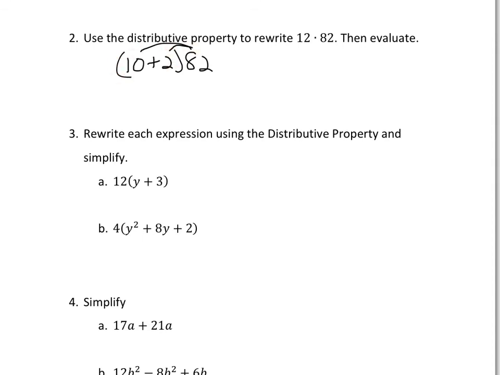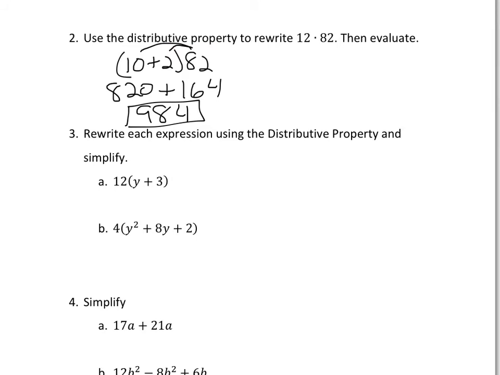We'll do 10 times 82. 10 times 82 is 820, we just add a 0 to the end. And 2 times 82 is going to be 164. Now we could just add those two up, which you could do pretty quickly in your head, and you'll get 984.